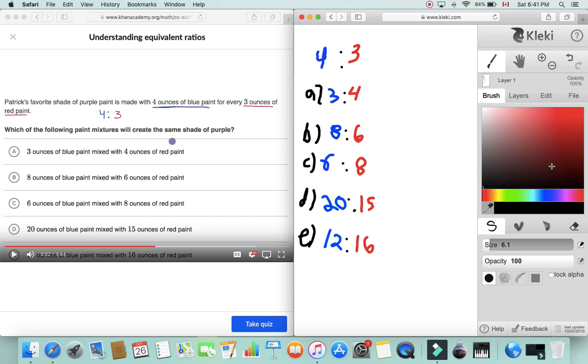Well, it can't be A because the position matters. But right now, the 3 and the 4 got swapped. So A cannot be the answer. B is the same. If you multiply it by 2 on both sides, it becomes 8 to 6. Okay? So that works.